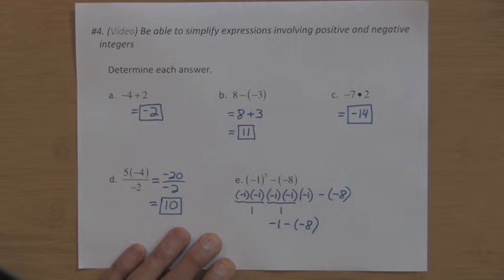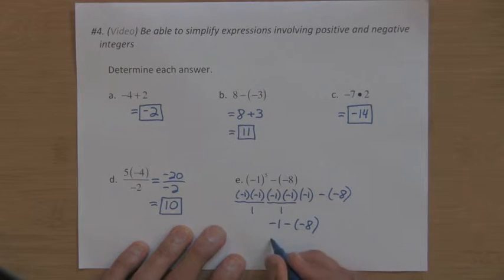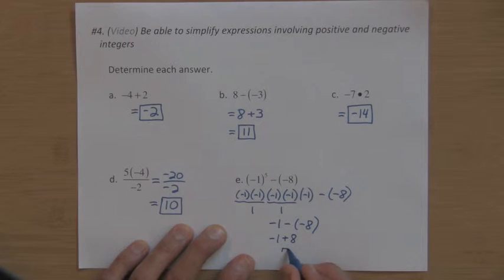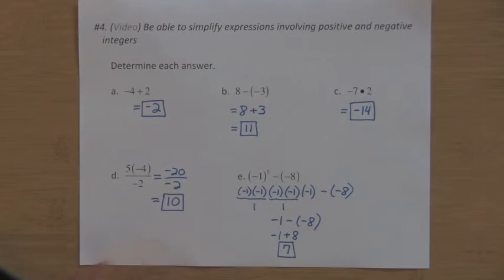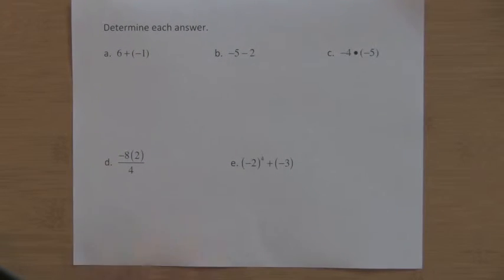A negative 1 minus a negative 8, taking away 8 negatives ends up equaling adding 8 positives. And negative 1 plus 8 gives you a final answer of 7. So that is the examples for skill number 4. Study those. And next, here are 5 problems for you to try. Go ahead and pause the video, copy these down, work them out, and then watch the rest of the video and see how you did.